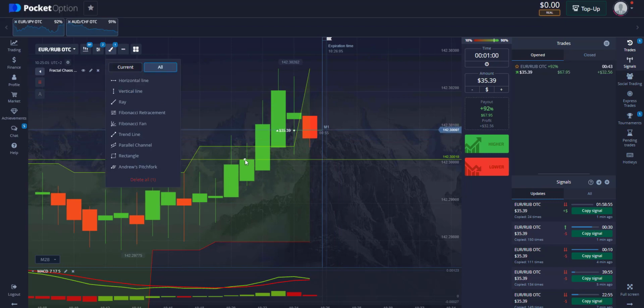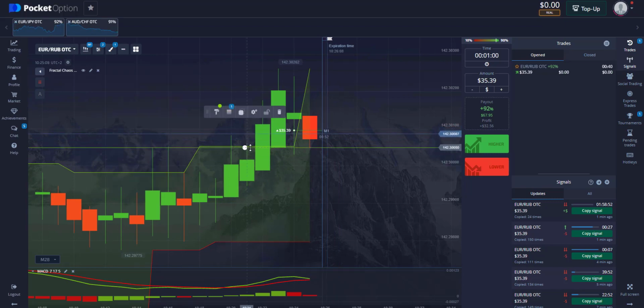I will draw a line here that was previously a top, but it was breached and now it is a bottom, so the rebound from this line will be higher.